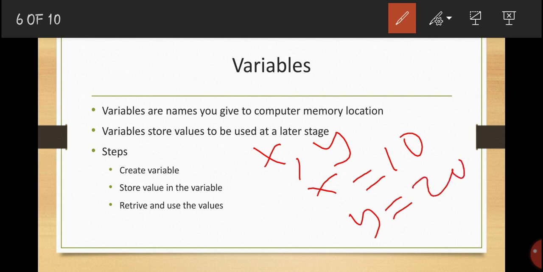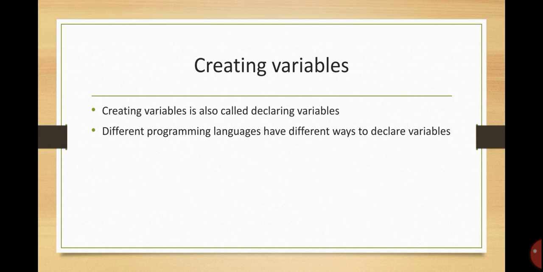Then what is the next step? The next step, we can retrieve the values from the stores. That means we can retrieve the value from x and retrieve the value from y and use them. So now let's move to creating variables. Creating variables is also known as declaring variables.